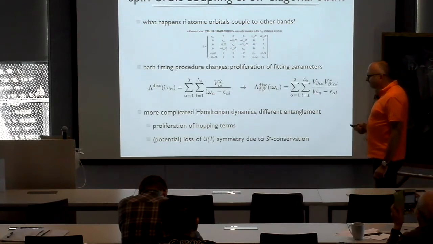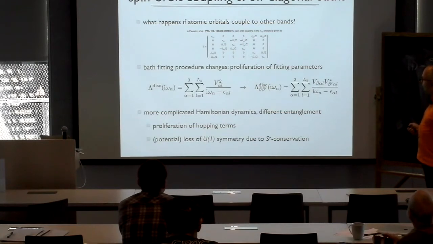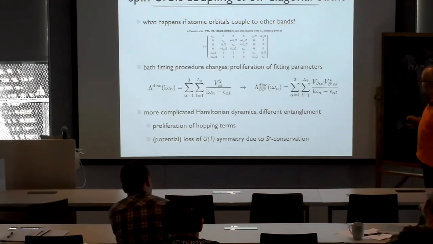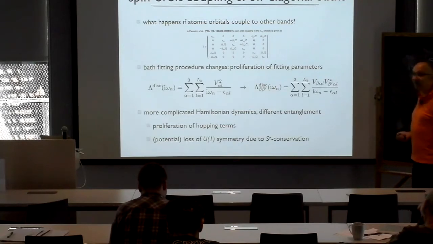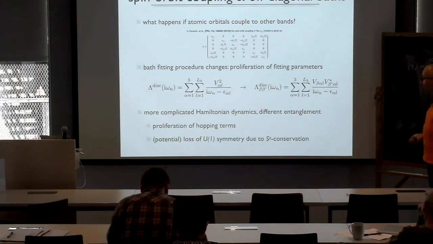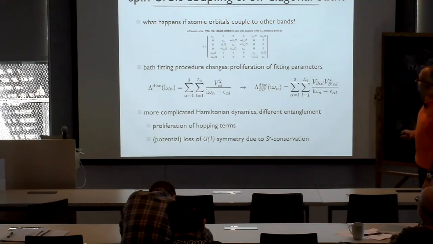And so the fitting is now one of a hybridization matrix valued function. You have not just hoppings from the impurity to its bath, but from one impurity to a bath and back to another impurity. So there are many, many more hopping terms, many more fitting parameters, and the resulting Hamiltonian, which we have to deal with, becomes much more complicated, and potentially we lose the U(1) symmetry. So that's the challenge we are currently facing and working on these days.